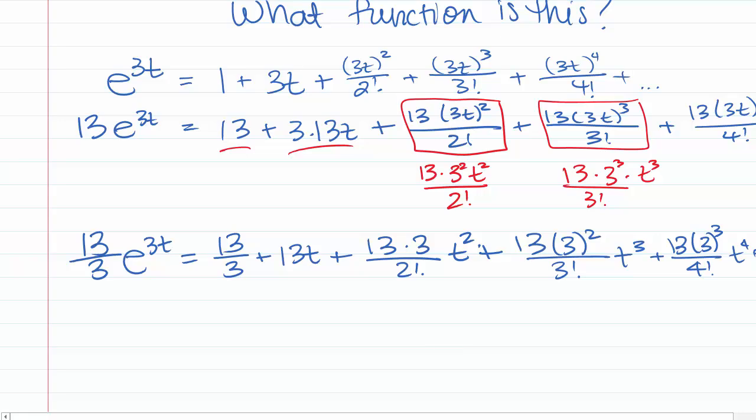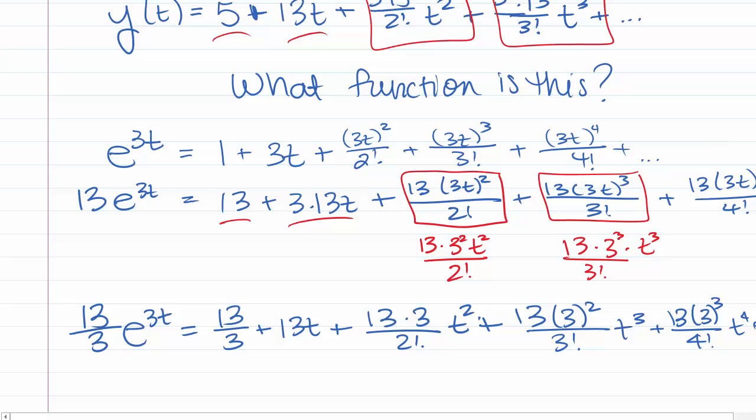Okay, we're getting closer. Now all the terms after the t squared term match the series that we want. See that? So we need to figure out how to make the first couple terms match. Well, we can just add stuff to make them match. We have 13 over 3, and we would like to make that 5. So what's 5 minus 13 over 3?